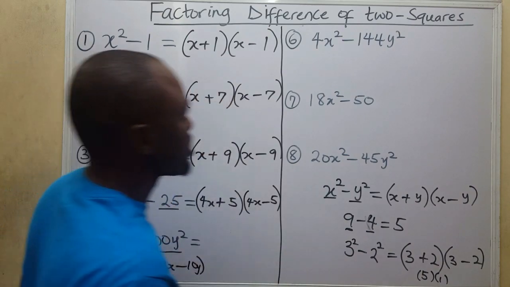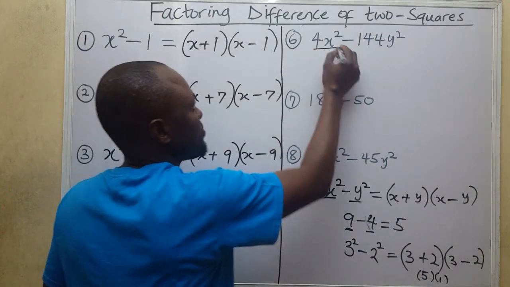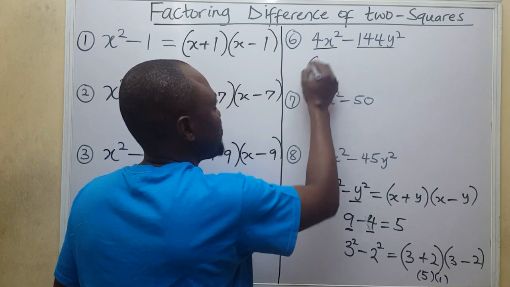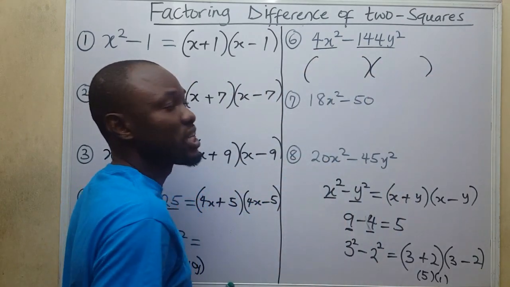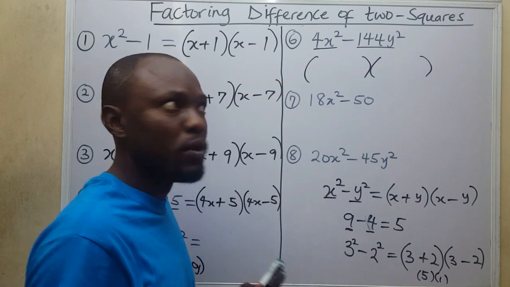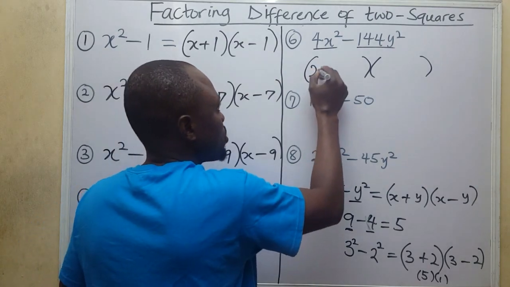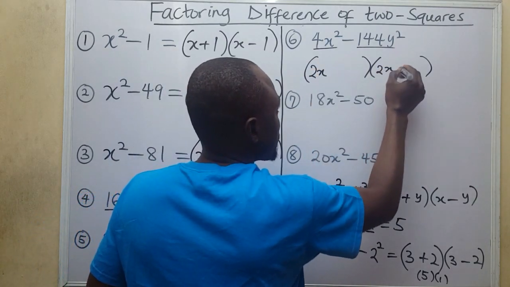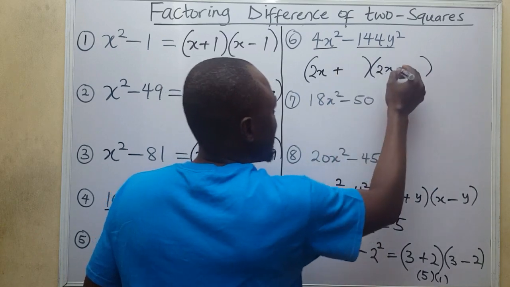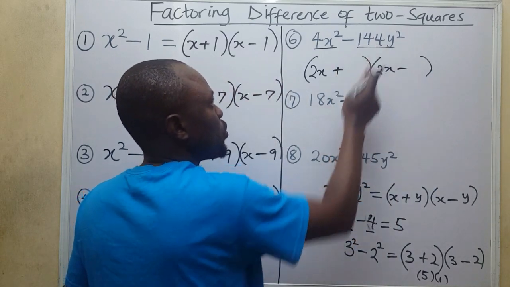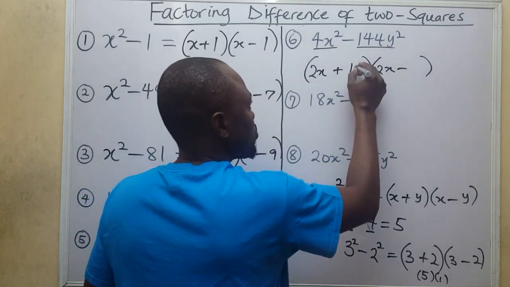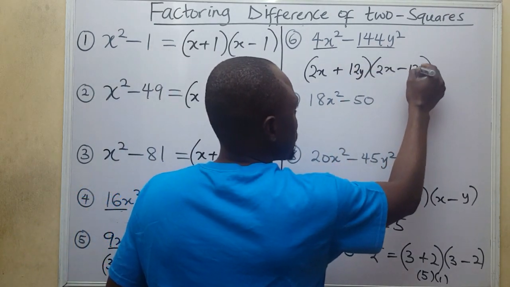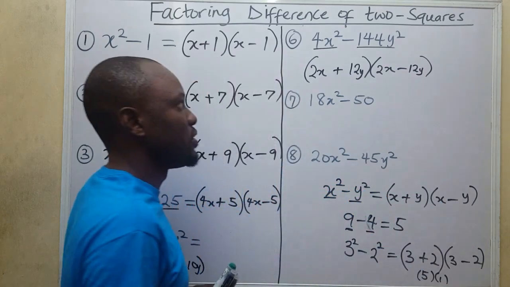All right, now let's solve this. The same thing, this is a perfect square, that is a perfect square. Now 4x squared simply means 2x multiplied by itself. So 2x will be here, 2x will be on the other bracket. I have a plus here, a minus there. So 144y squared means 12y times 12y. So 12y will be here, and then 12y will be in the other bracket.